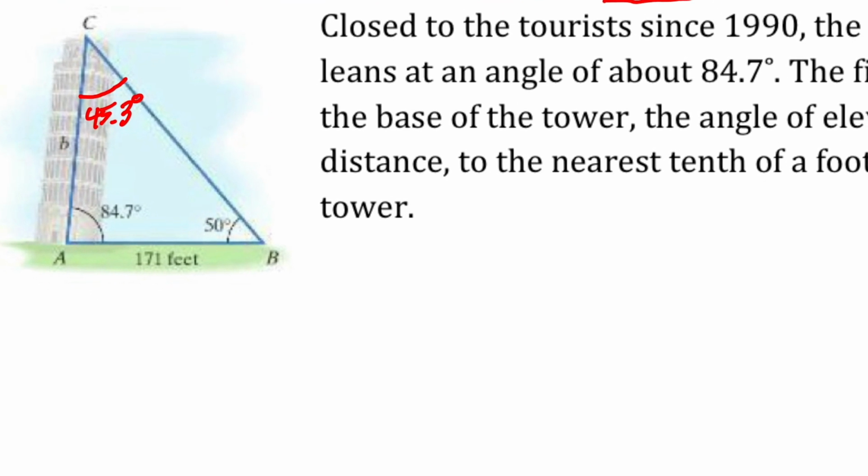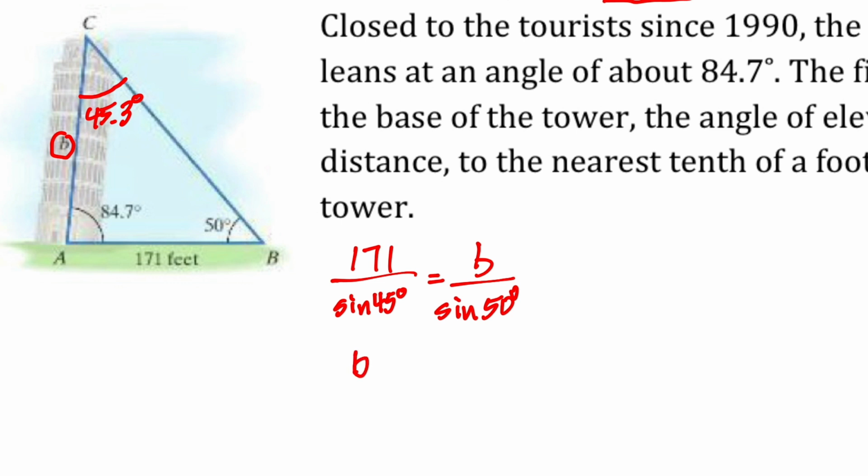So now I can set this up. 171 feet divided by the sine of 45.3 degrees equals what I'm looking for, this value here, b, over the sine of 50 degrees. So when we solve this for b, we end up looking at b equals 171 times sine 50 degrees divided by sine 45.3 degrees. I actually forgot my 0.3 up here.